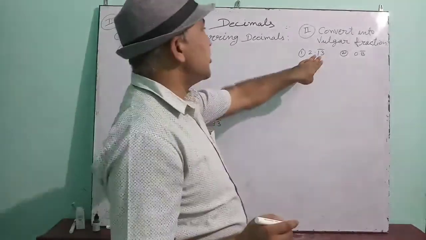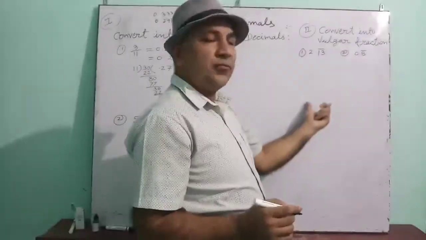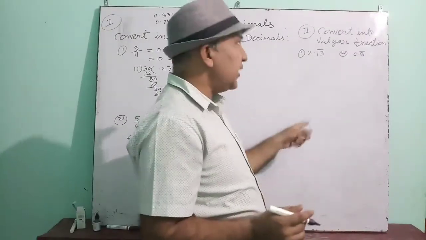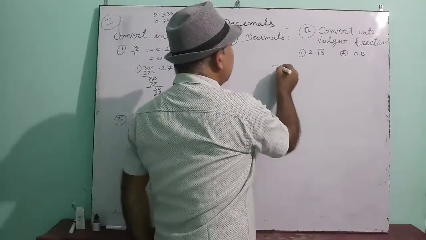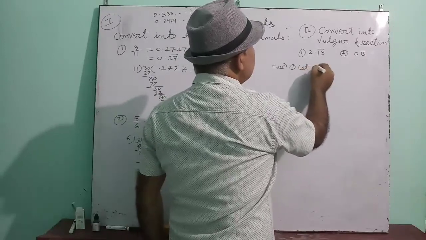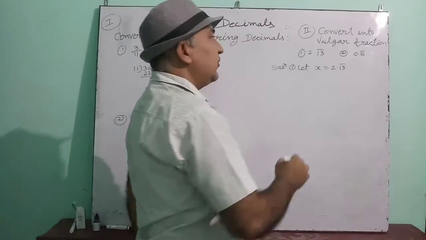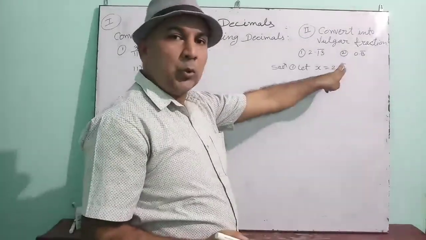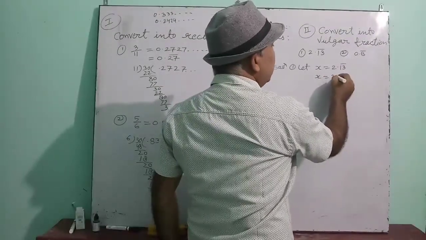Now see another question. Convert into vulgar fraction. These types of questions we have done in the previous class also, but today again I am going to revise it. See how to do it. Solution number 1. First suppose that x is equal to 2.13 bar. Here the bar is over 1 and 3 both. Now the second step is to remove the bar.